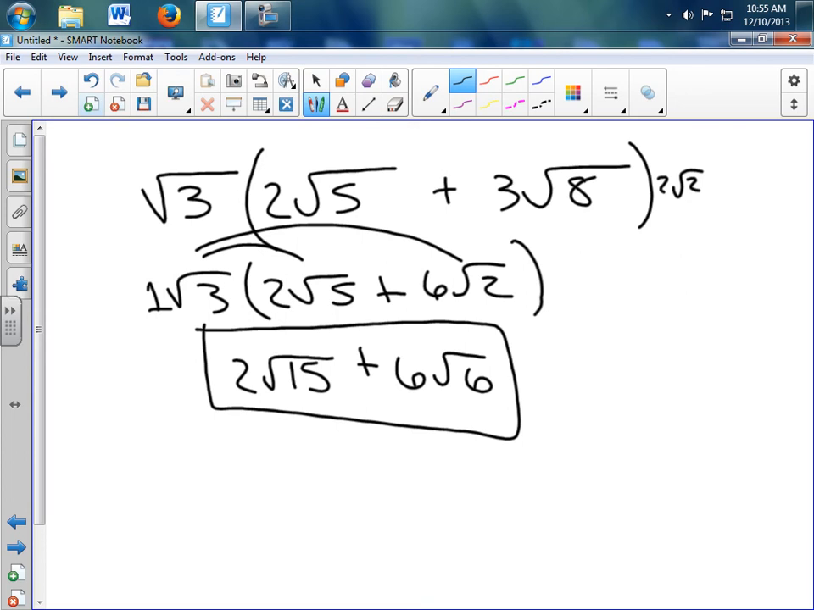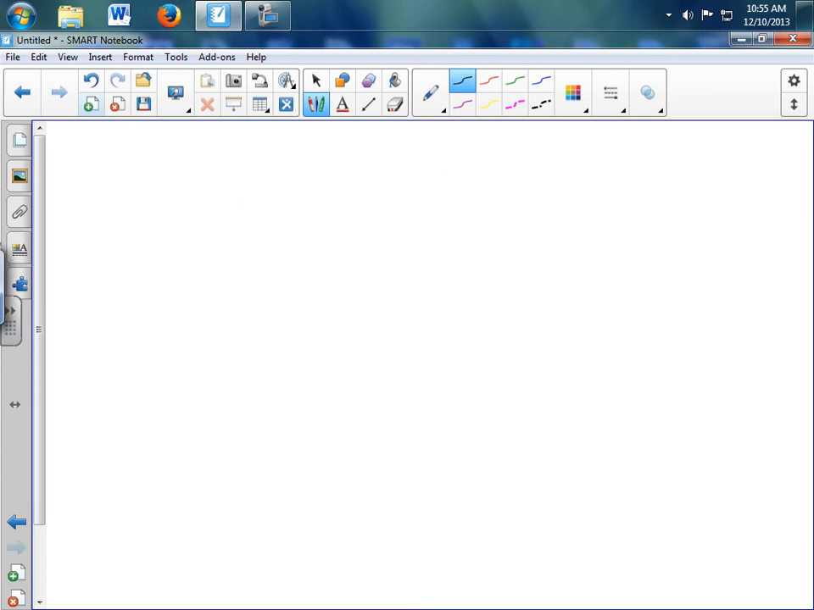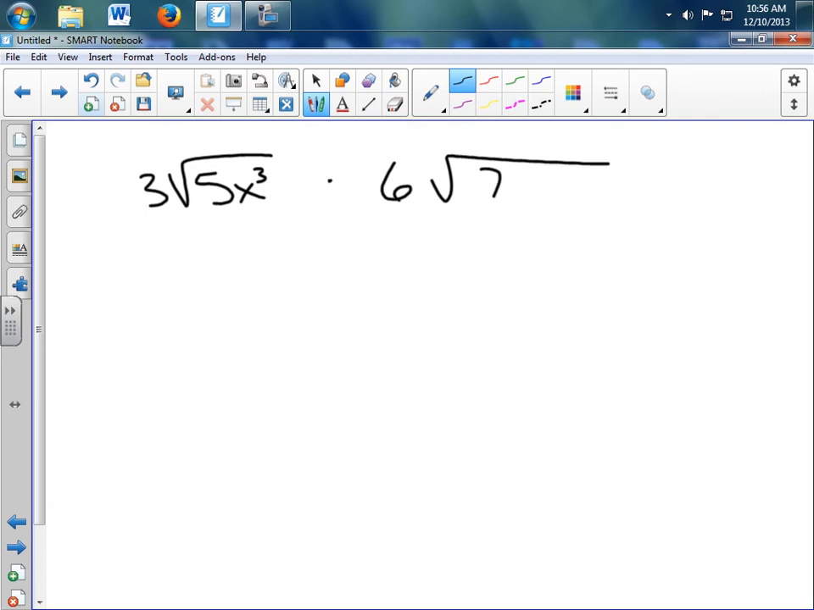We're going to have some variables too. So we'll also have something like 3 square root 5x to the third times 6 square root 7x to the fourth y squared. So here I would simplify. 5's a prime number. I can't simplify that. But remember, I can move this down to a 2, leave an x in here. The square root of x squared is x.